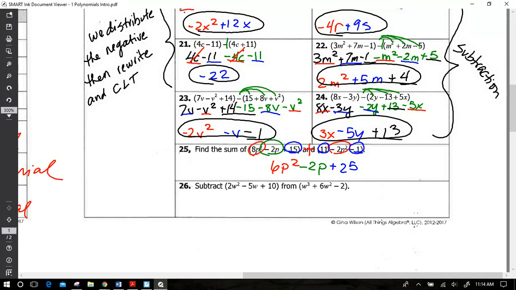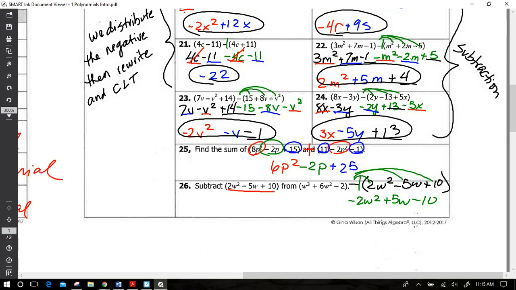Let's look at number 26, and then we're going to be finished for this lesson. So they want me to take this and subtract it away from this other one. So here's how I'm going to write that. I am going to say minus parenthesis 2w squared minus 5w plus 10. So I now put it in the correct place. And now I'm ready to do my distributing. Remember, that's a negative 1, so negative 2w squared plus 5w minus 10. And now I'm going to combine my like terms.